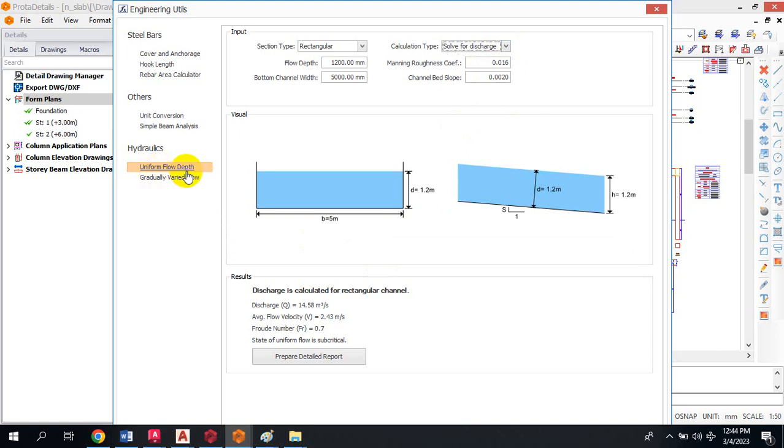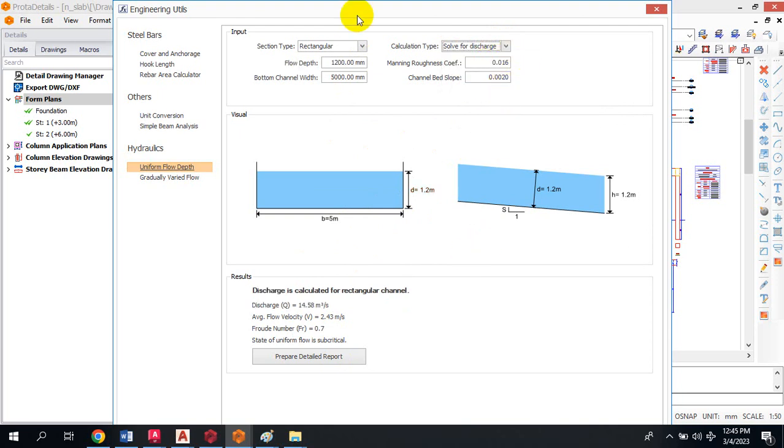This is for uniform flow depth. Okay, so once you know the depth, and then you know the bottom channel width, as the width of your channel. Okay, so your Manning's roughness coefficient, you type in that, and then your channel bed slope. You can easily just punch in that information here, and it will quickly tell you your discharge. Okay, so it will solve that for you. It spares you the stress of doing a lot of manual punching and all of that.